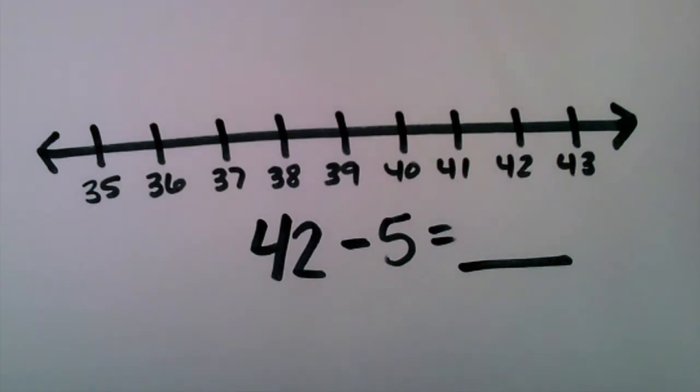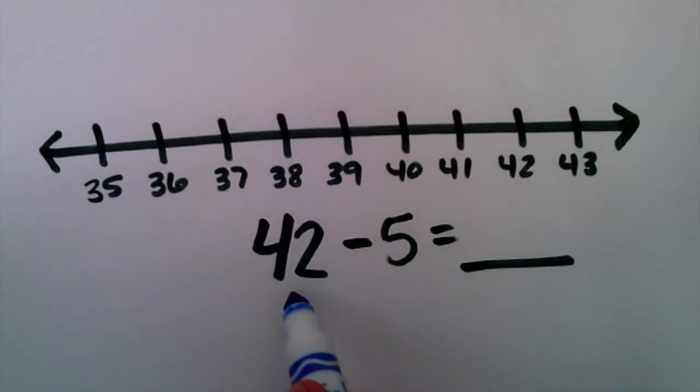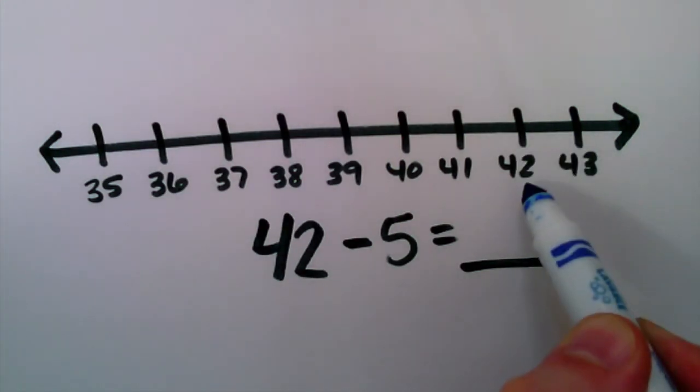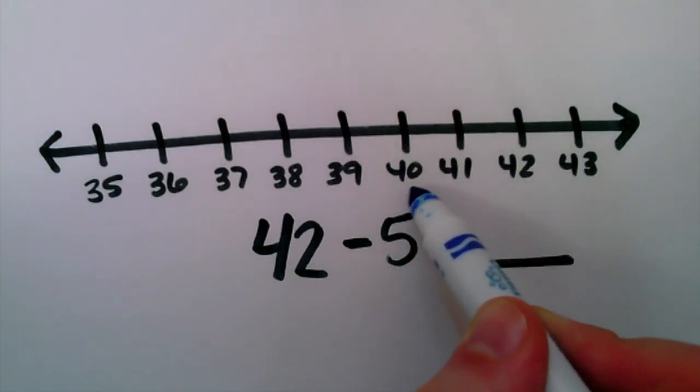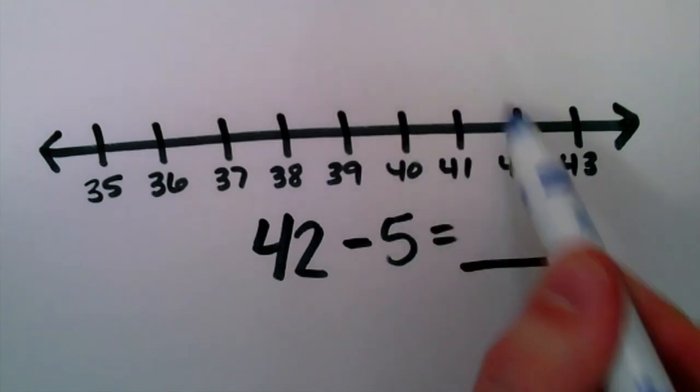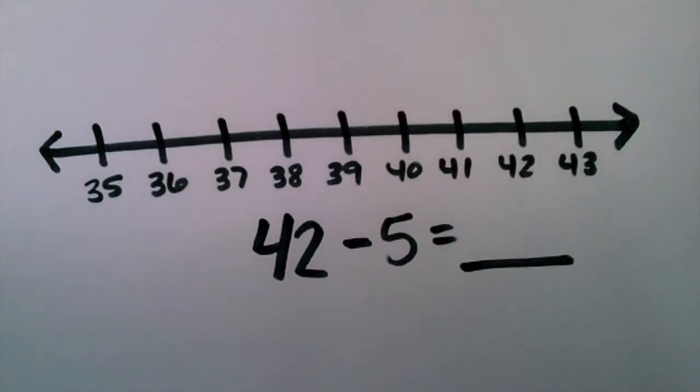42 minus 5. Okay, guys, first question. How many ones should be taken away from 42 to make it into a tens number? Here's 42 on the number line. And our tens number that we're looking for is 40. So how many ones do I need to subtract to get to 40? Remember, if you look at our number here, 4 tens and 2 ones make 42. And since there are 2 ones, I need to subtract 2 ones to get to 40.